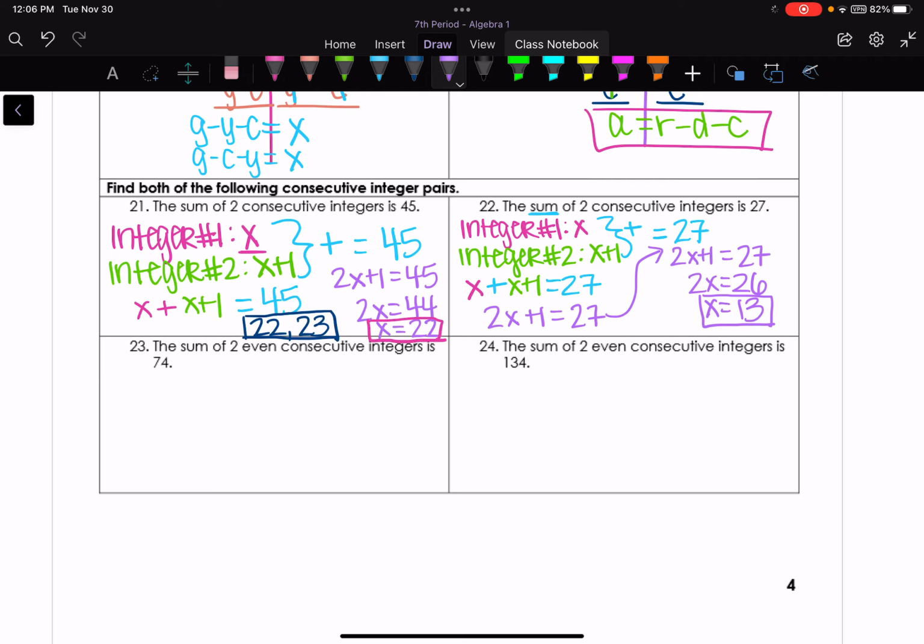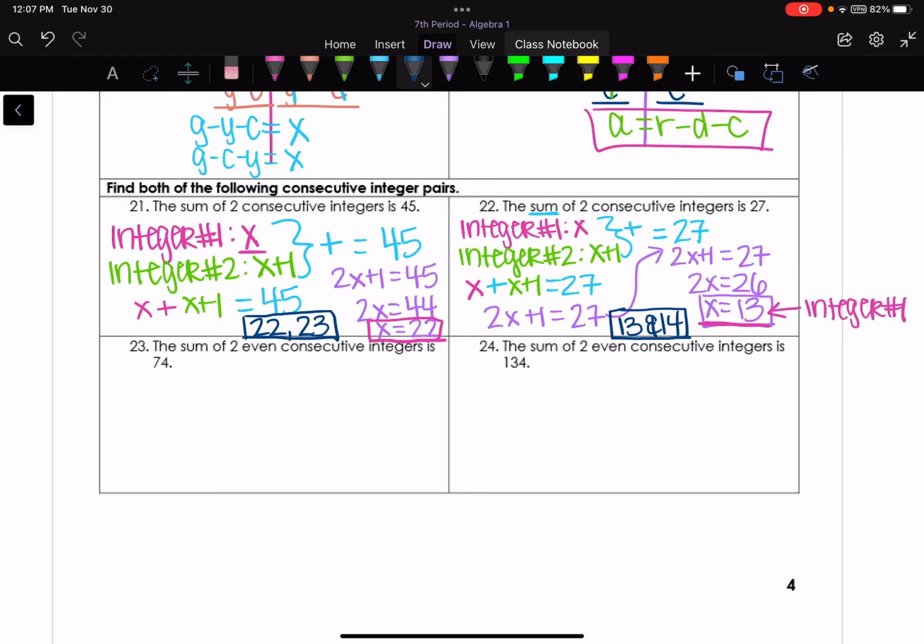All right, so that tells me that x equals 13. So x equals 13. This is my integer number 1 right here, right? But I've got to find my second integer, and I know that it's the consecutive number. So if I know that my first integer is 13, then my second integer would be 14. So 13 and 14 are my answers for number 22.